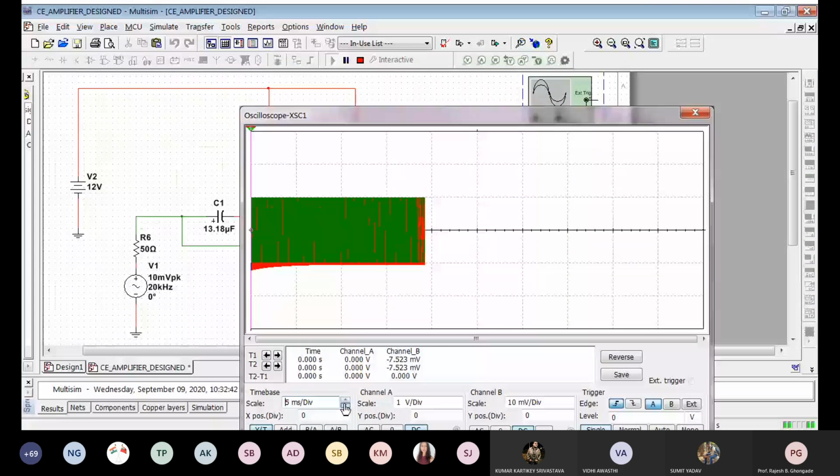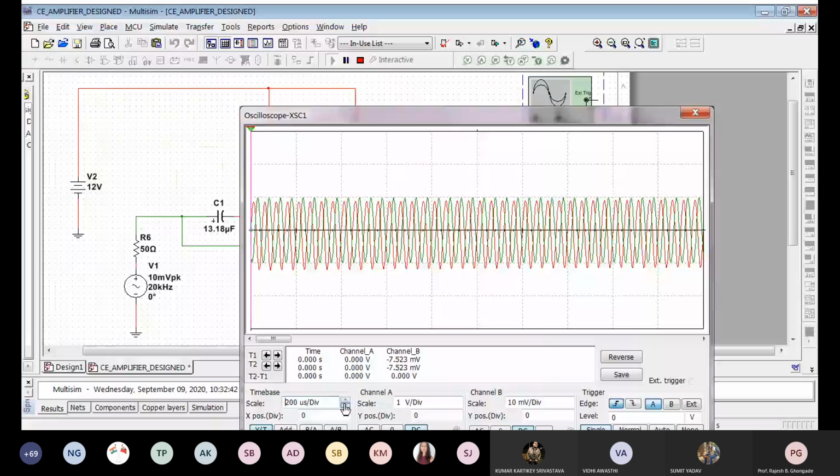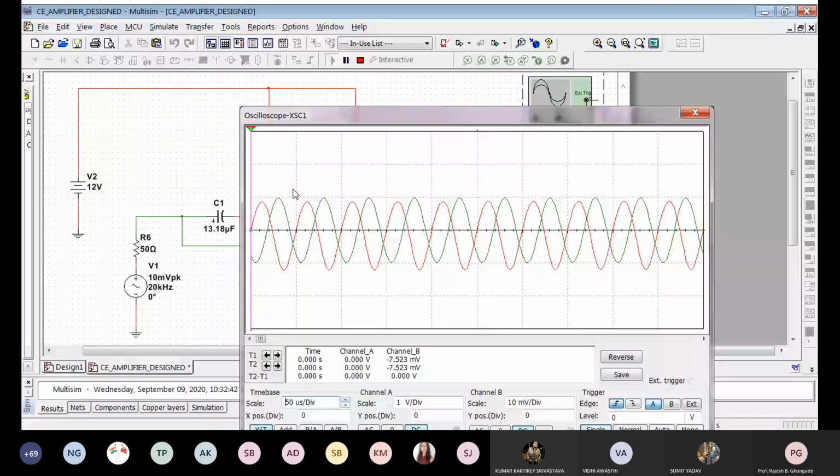I have to change the time base. Is it the same thing? Let us find out. So nearly 2 volts peak to peak, input is 20 millivolts. So the gain is exactly 100. So this is the output of the amplifier at the upper cutoff frequency.